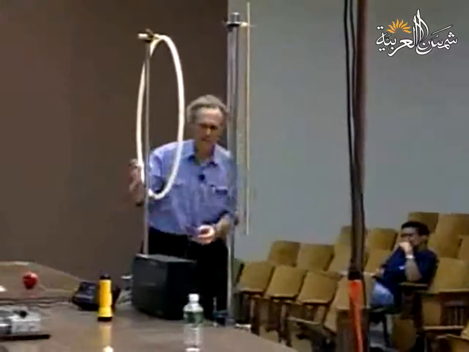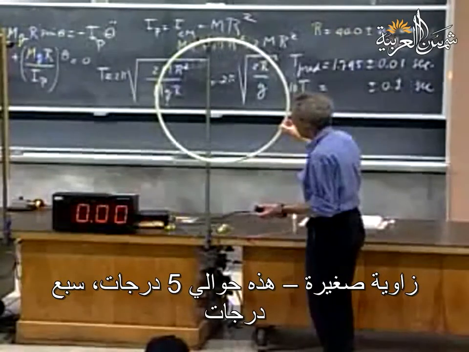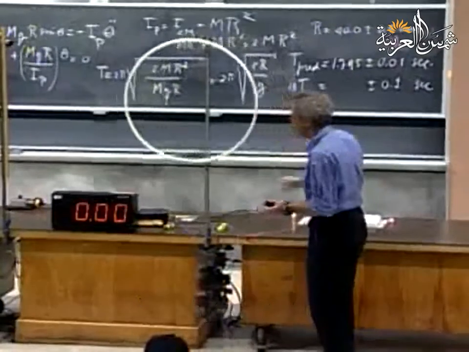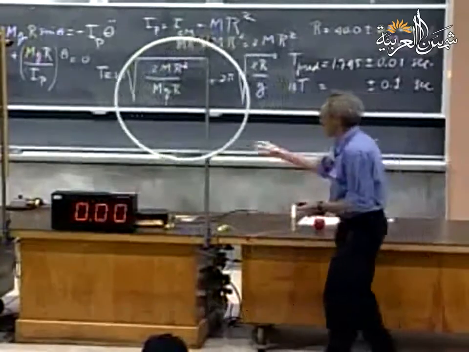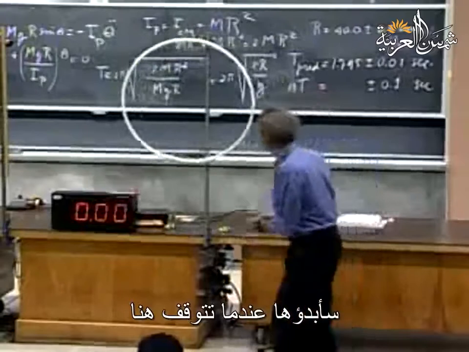Let's try it. There we go. Small angle, this is about 5 degrees, 7 degrees, doesn't make that much difference, as long as you don't get much above 10. I don't like the wiggle. I'll start it when it stops here.